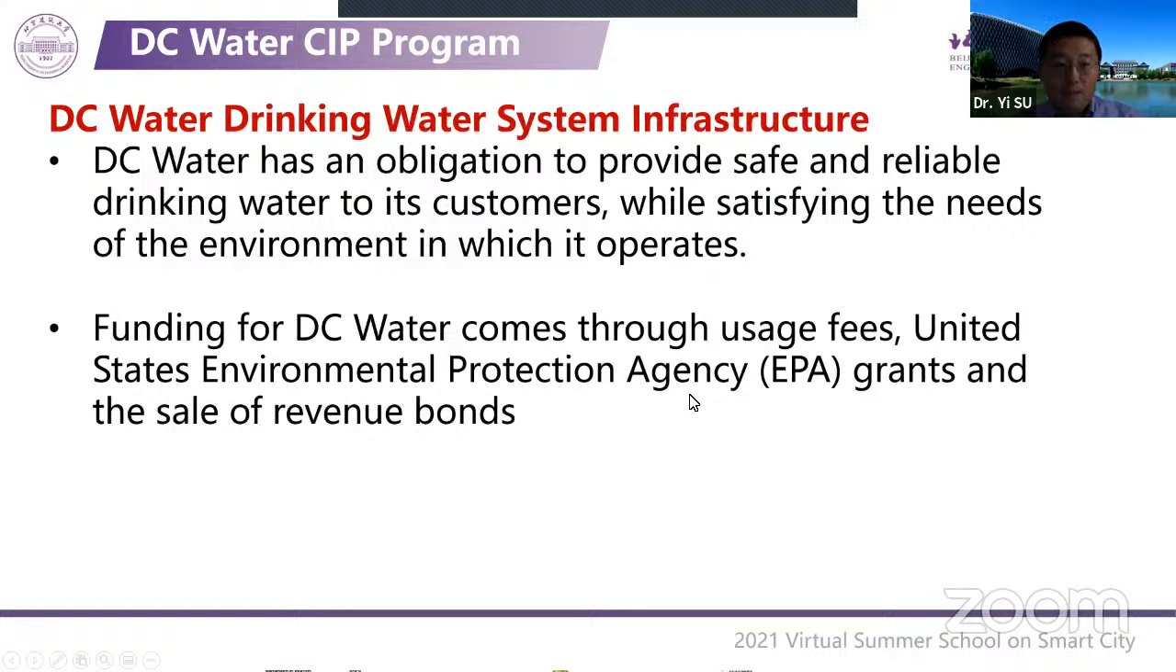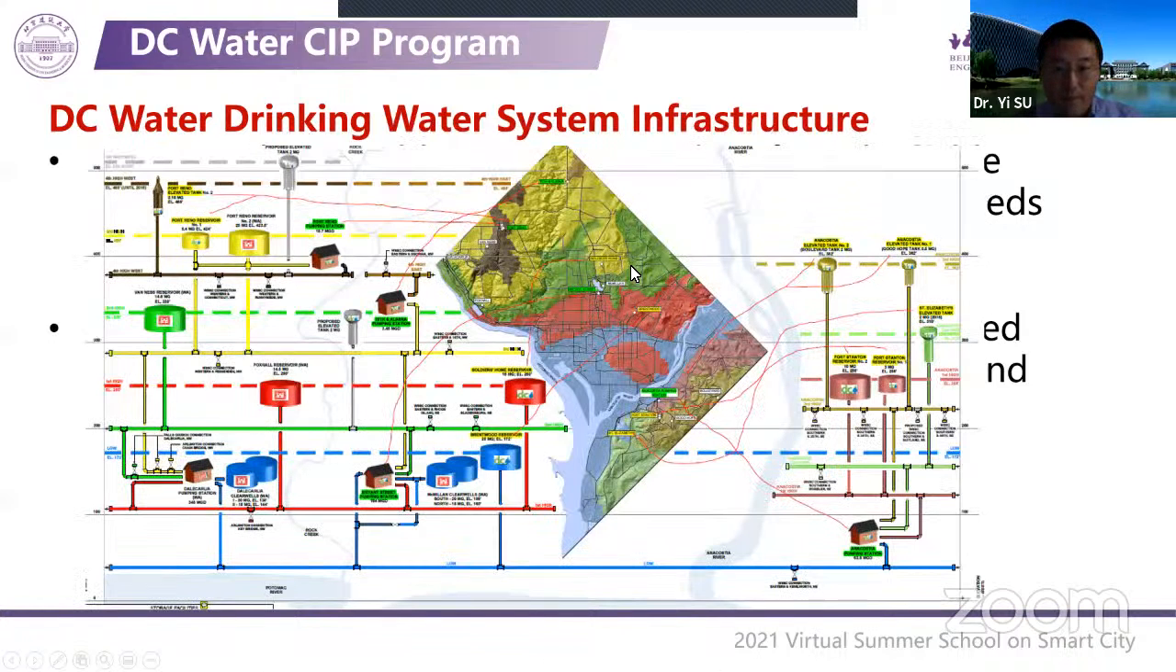limitations. So this is a map for DC Water infrastructures, which includes pumping stations, storage, and transmission pipelines. Normally the north part has a higher elevation than the south part, and the Potomac River and the Anacostia River merge in the DC area.